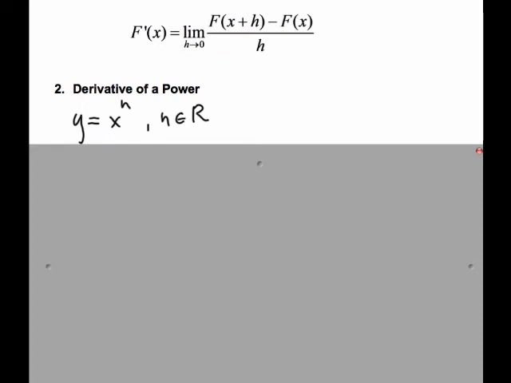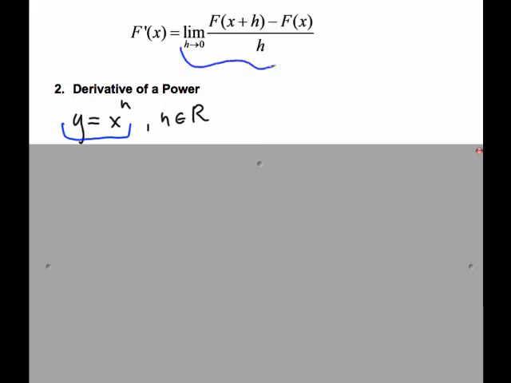Another common type of situation that comes up is a power. So if you have y equals x squared or y equals x cubed, you may want to do the derivative of that. So let's take this general situation and see if we can come up with a general formula for the derivative of a power.